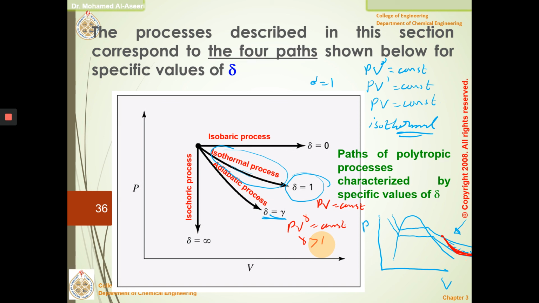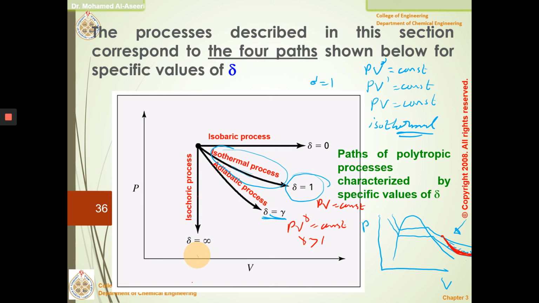And the last thing here we want to say is the isochoric process. With the isochoric, V to the power infinity is 0. So I will get P to the power infinity, which is an indication for the volume as constant. So that's why here I have constant volume, which is the vertical line.